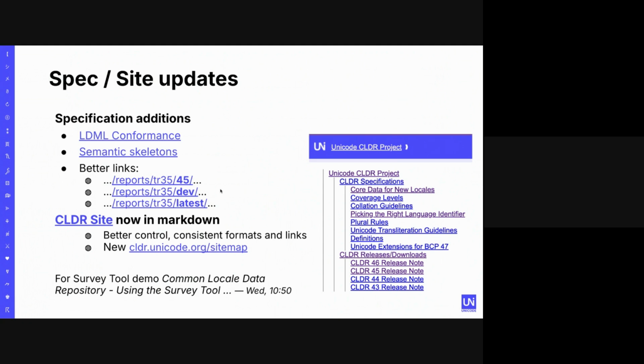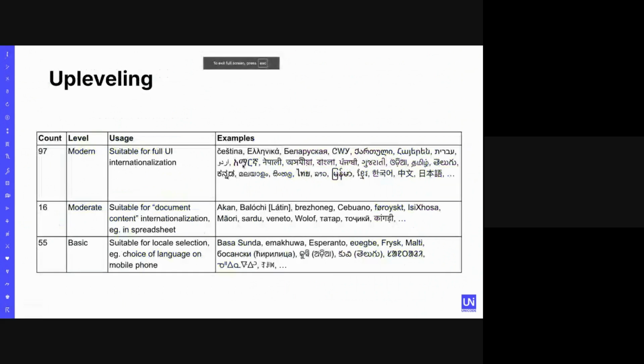So, okay, that's kind of the exciting thing. If you want, there's a whole site map that you can click through. The other thing is there were two major spec additions. The LDML conformance, so there's still more work to do on that. And then the semantic skeletons, which there's a whole other talk about. We also regularized a bunch of the links in the spec. So for example, you can come up here and say dev. Anyway, you can click through them. It's fun. So back here.